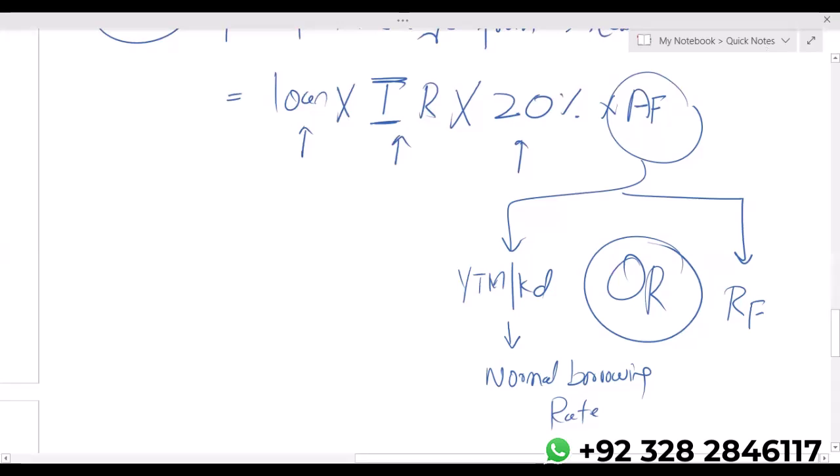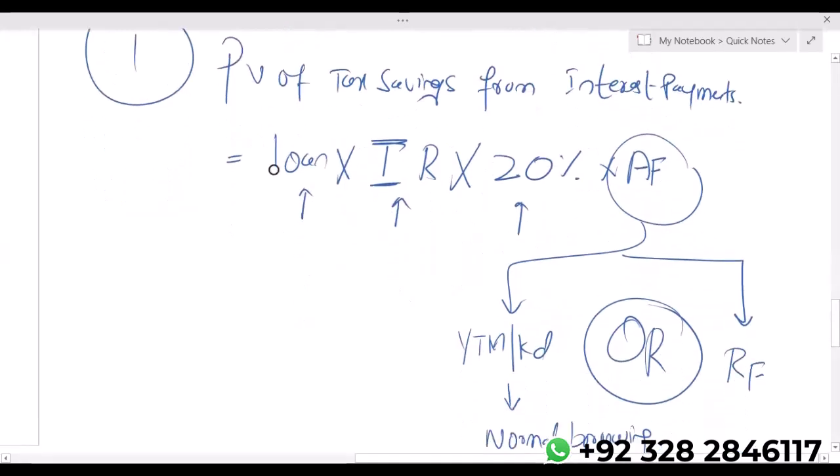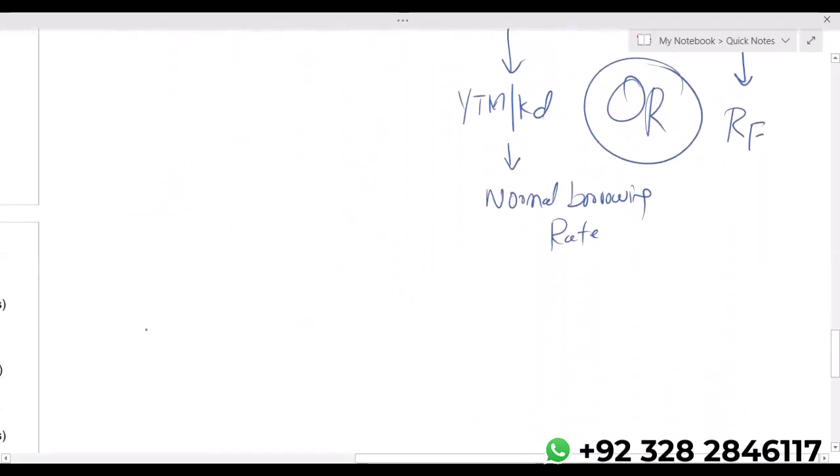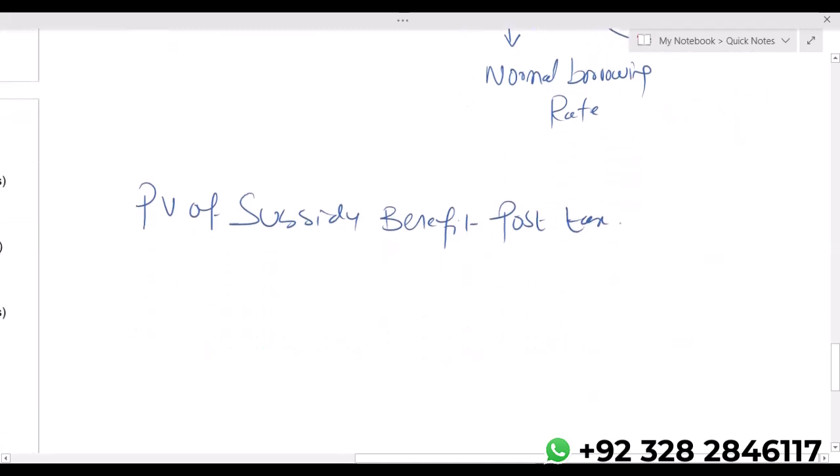Okay, now. This is how we calculate present value of tax saving from interest payment. Another point is present value of subsidy benefit, post-tax. Now, first of all, you should be in a position to calculate the subsidy benefit percentage.